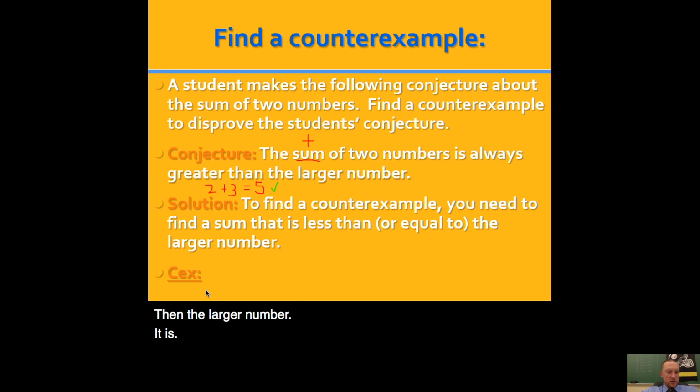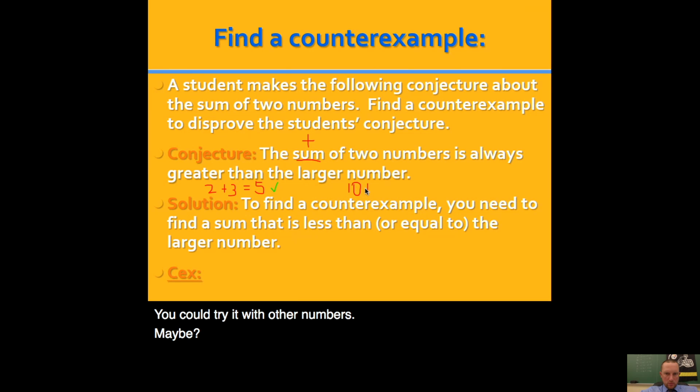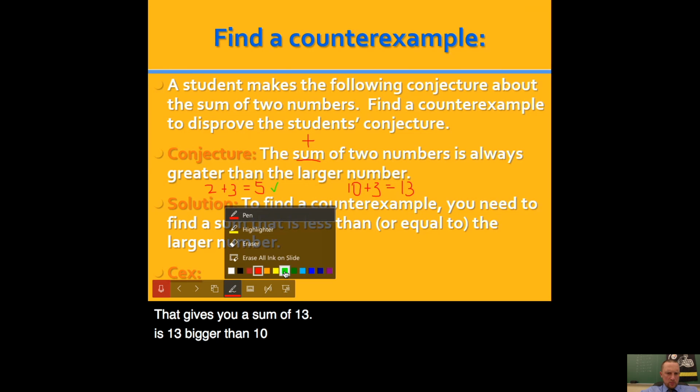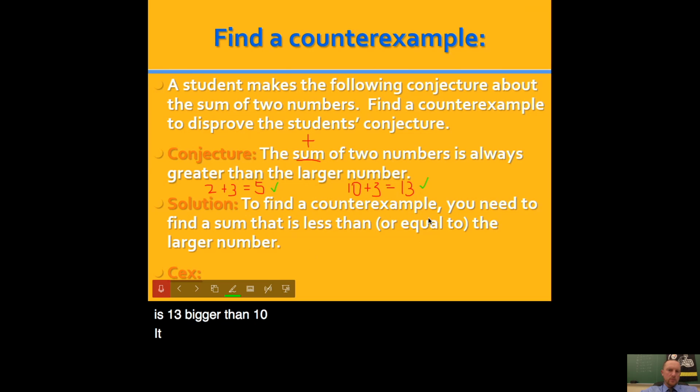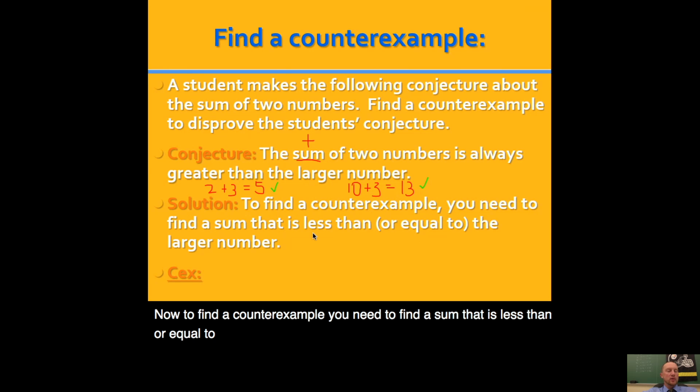You could try it with other numbers. Maybe 10 plus 3. That gives you a sum of 13. Is 13 bigger than 10? It is. So it looks like it works. Now, to find a counterexample, you need to find a sum that is less than or equal to that larger number.